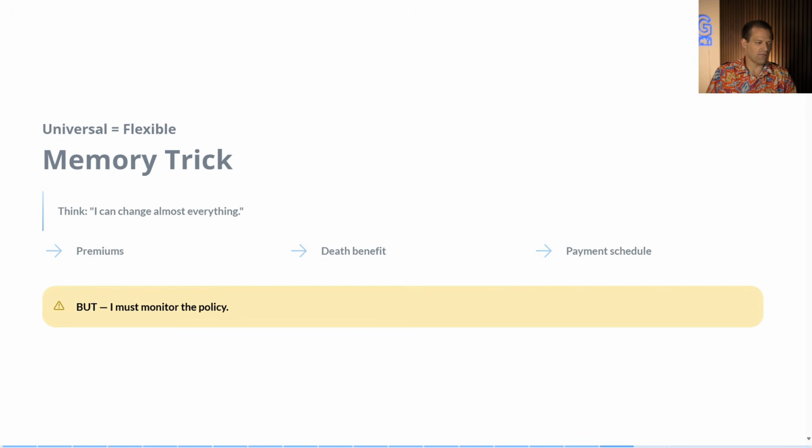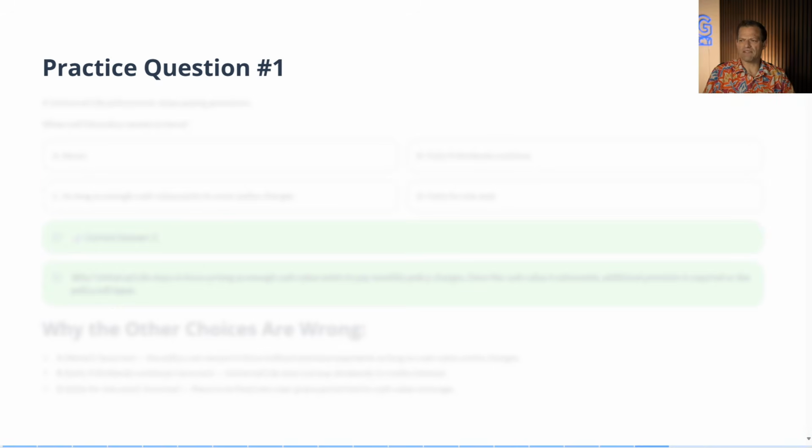So remember, universal means flexible. It's like universal is everything. Flexible is like, you've got space to move around, right? So that's the memory trick. If you can change almost everything, you're flexible, like premiums, death benefit, payment, but you've got to monitor the policy. That's the big thing. All right, some practice questions here.